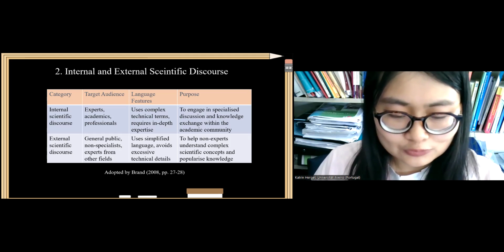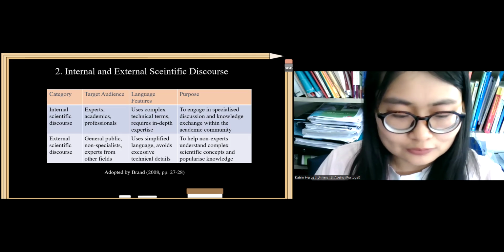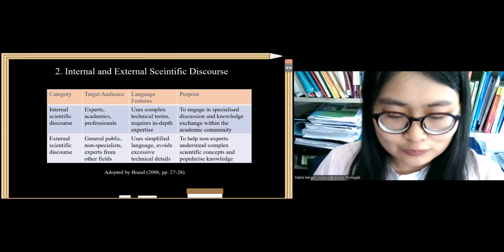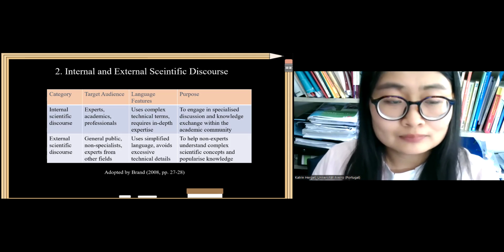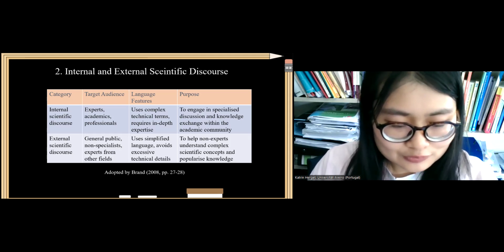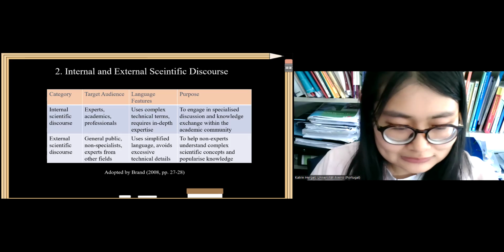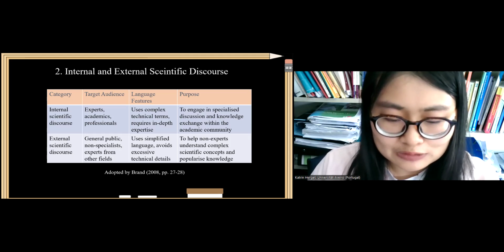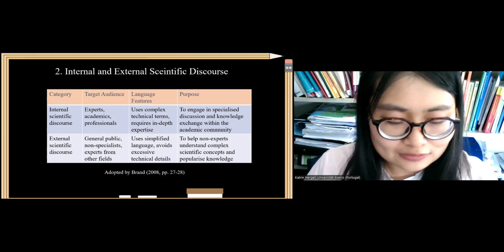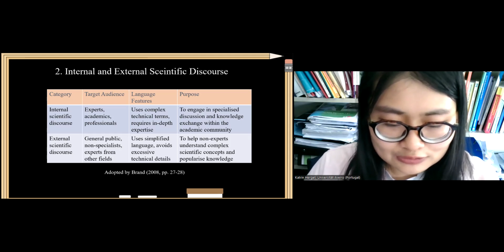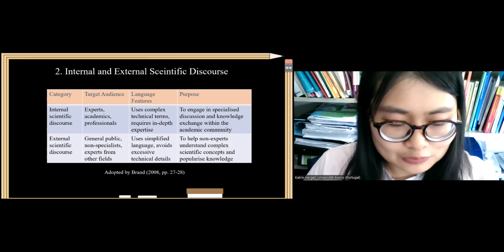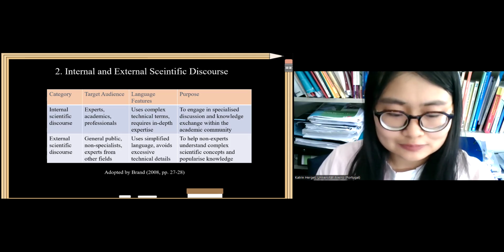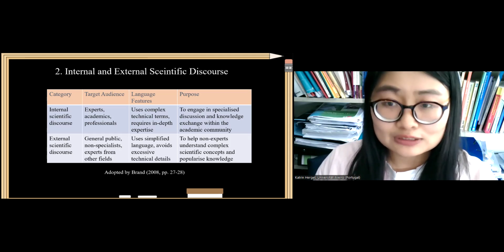Unlike technical discourse, external discourse simplifies technical terms and uses more accessible language to make information comprehensible to the general public and specialists from other fields. Based on the author Brand, external discourse is aimed at a wider audience, including both non-specialists and lay people. The language used is deliberately simpler and more accessible, avoiding complex technical terms. With the aim of making the content more understandable, this type of discourse is commonly found in popular media and in popular science texts, making it easier for the general public to engage with scientific knowledge.